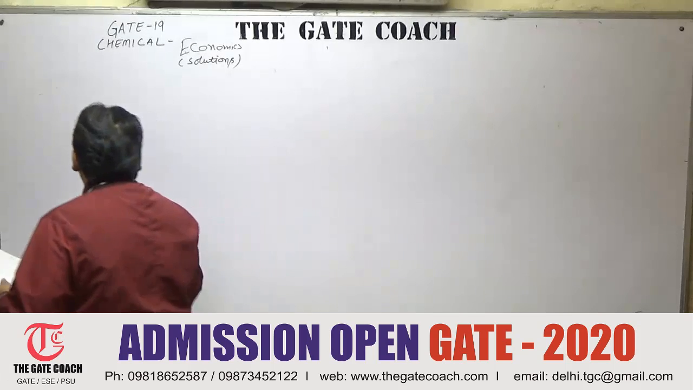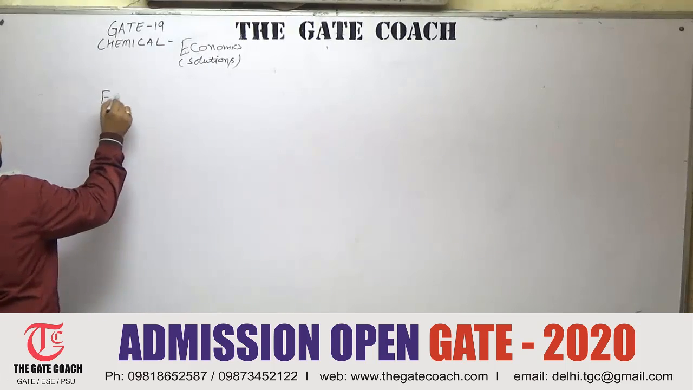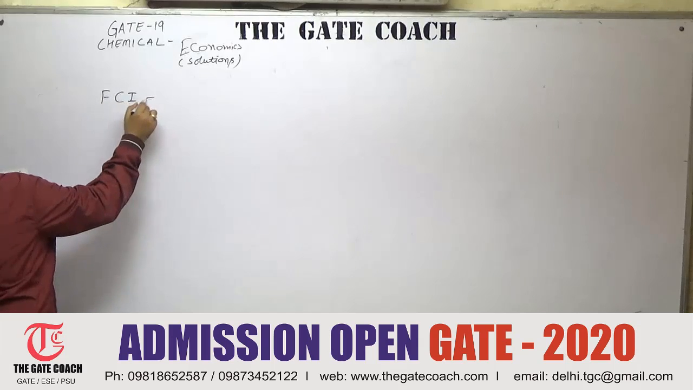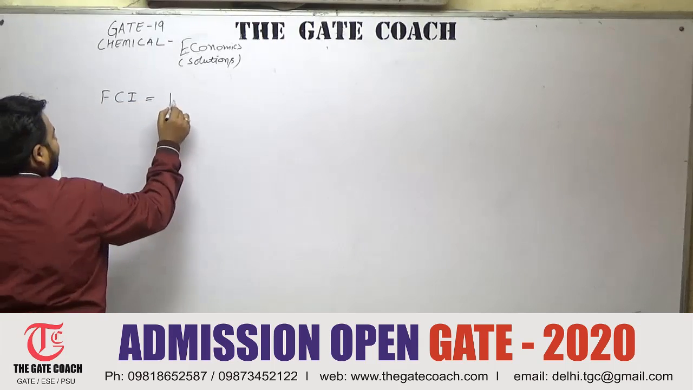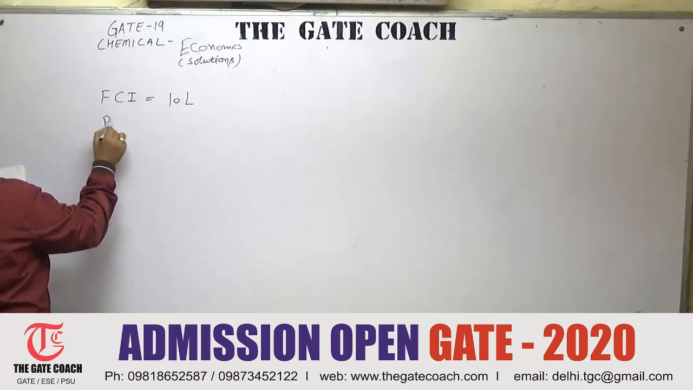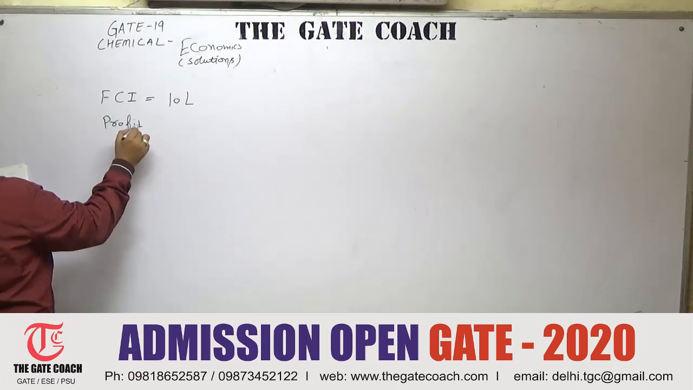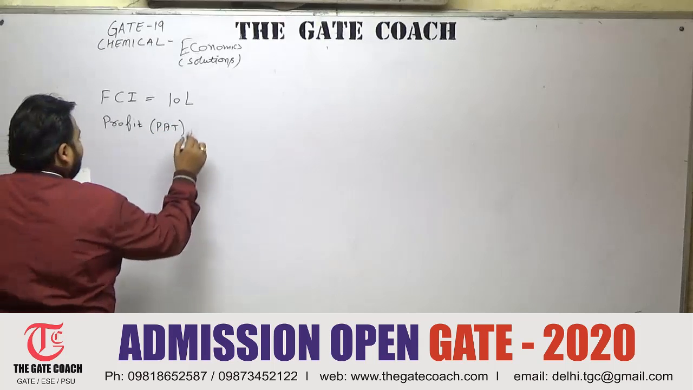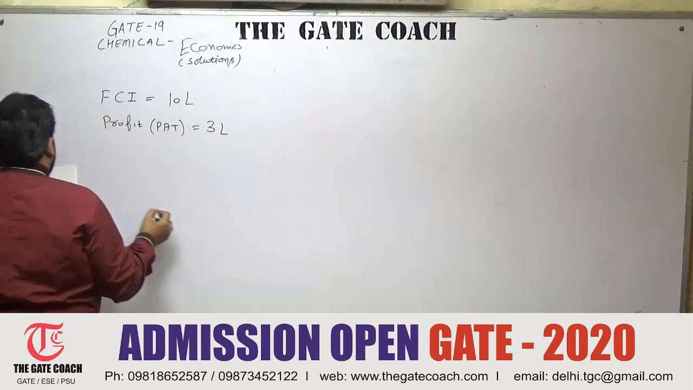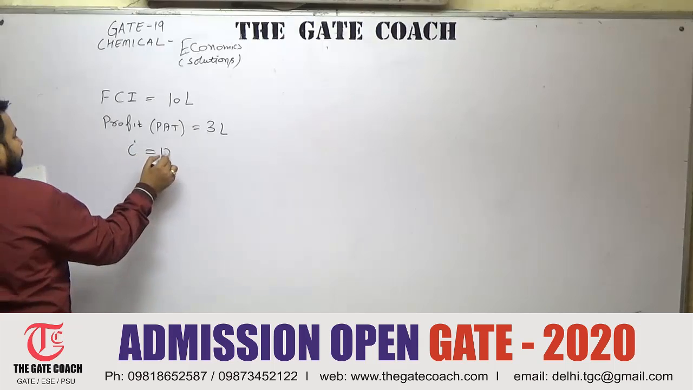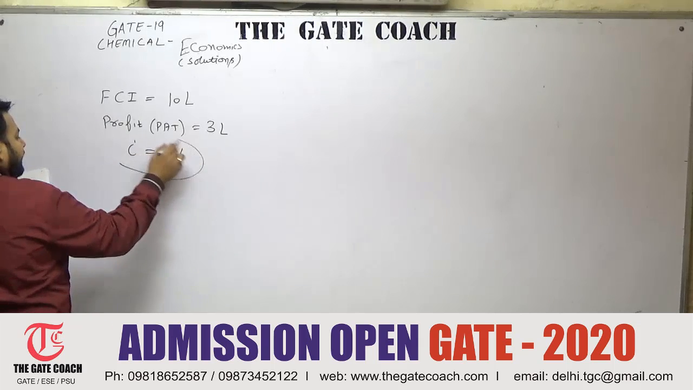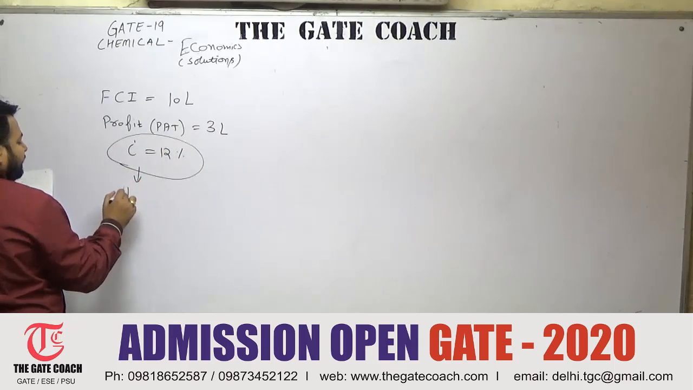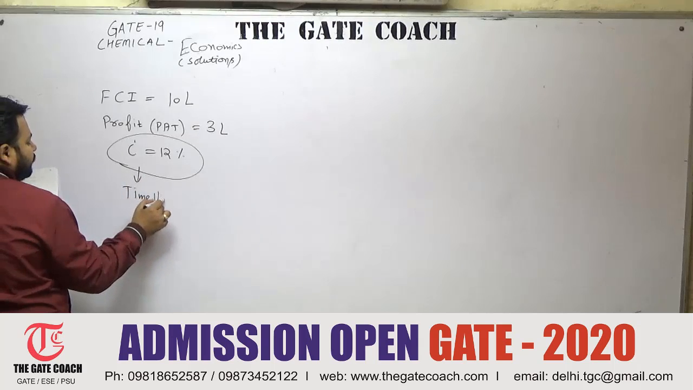In that question, according to the data given by you, the fixed capital investment is given as 10 lakh. The profit after paying all the taxes, that means PAT, profit after tax, is given as 3 lakhs, and the interest rate is given as 12%. So when the interest rate is given, the meaning is that time value of money has to be used.